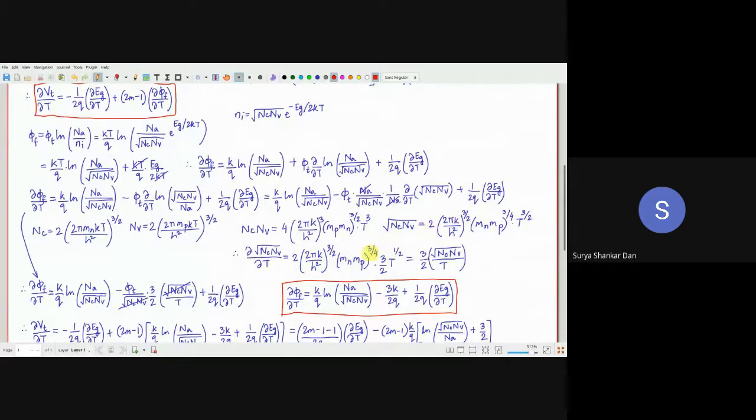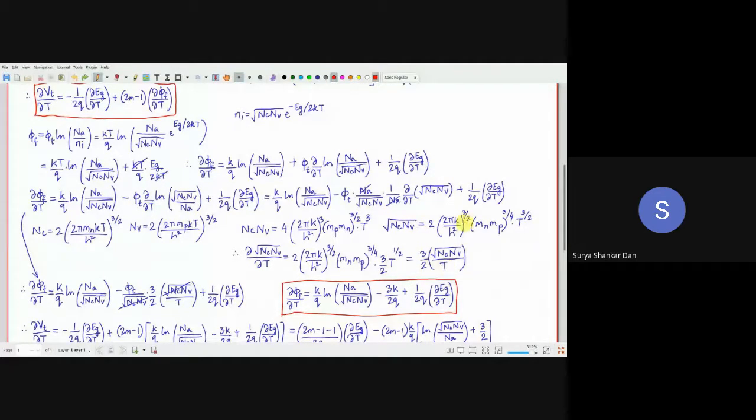This entire prefactor remains the same. So this part and this part remain the same. Then T to the power of half becomes T to the power of 3 by 2 by capital T. So if you notice, this is T to the power of 3 by 2, and this is also T to the power of 3 by 2. Okay. So I will by root over NCNV, 3 by 2 is here by T.